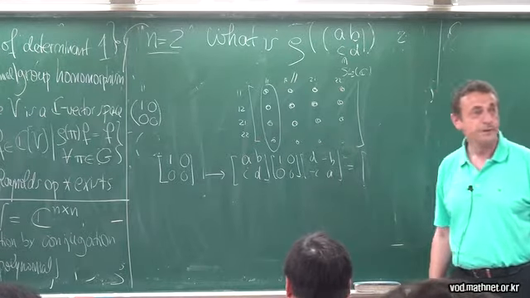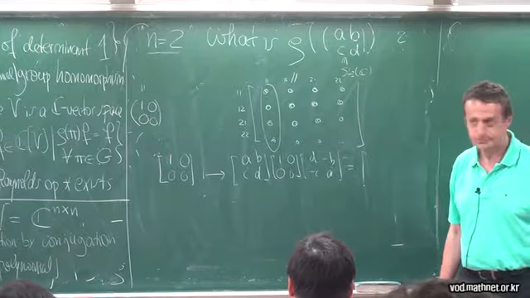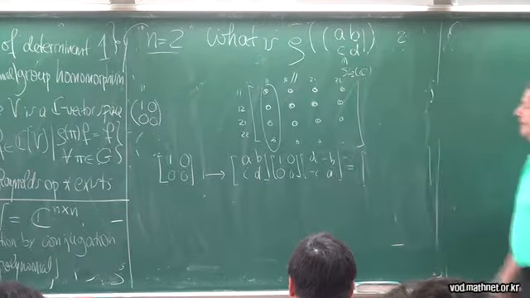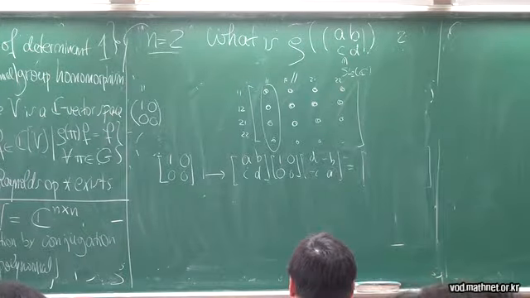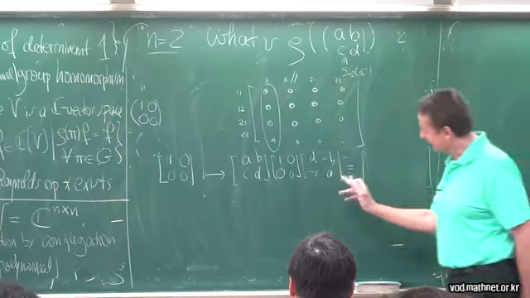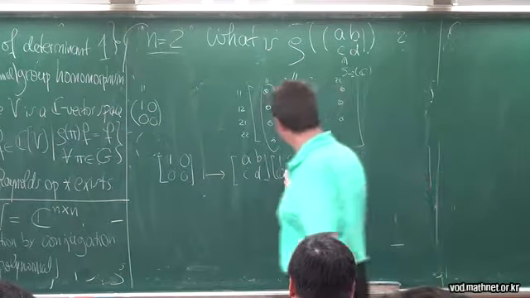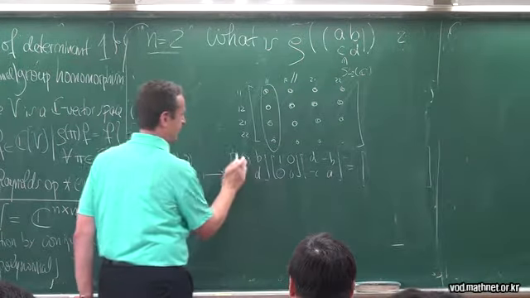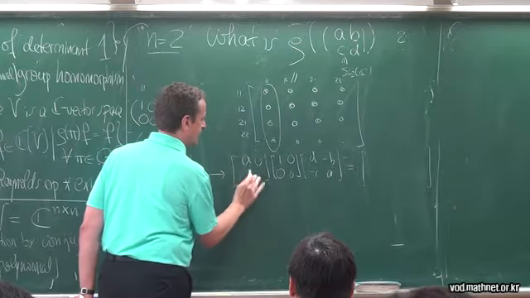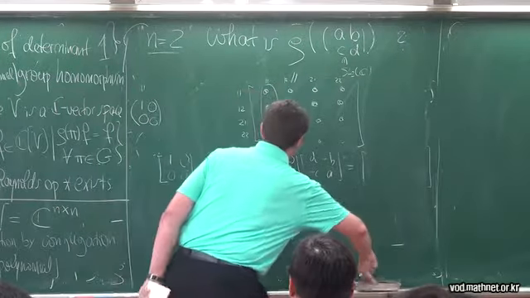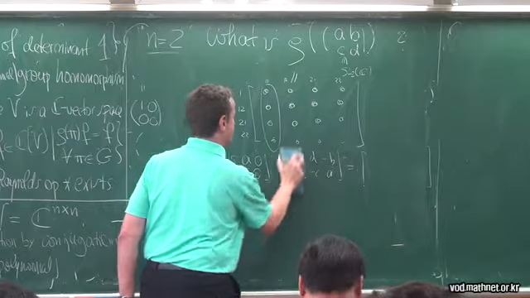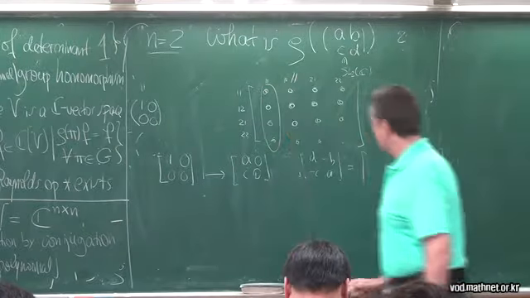Divide by the determinant. Done. Now we multiply. Let's do the one on the left first. That fixes this and makes it 0 here. You agree? We get rid of this. It's not so bad, you know.